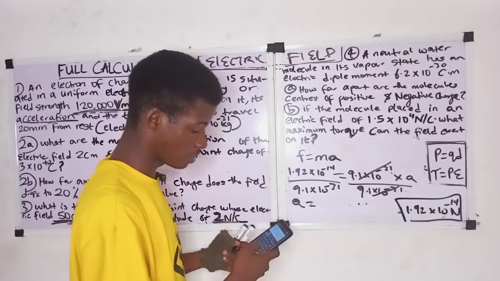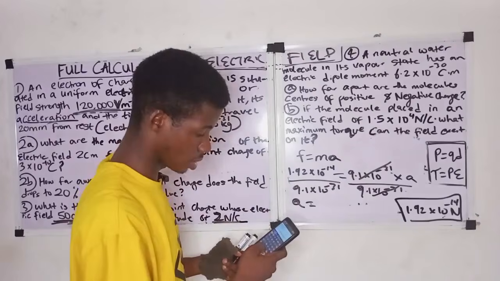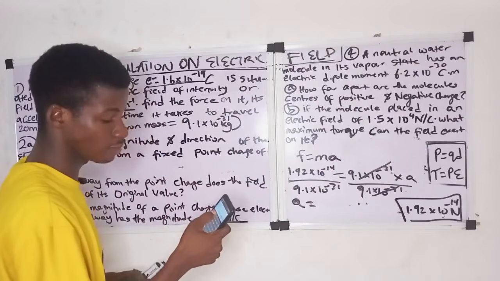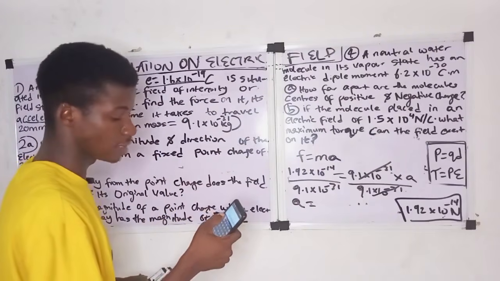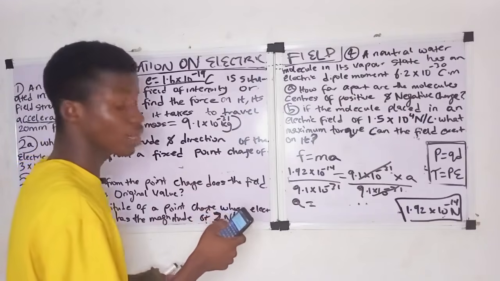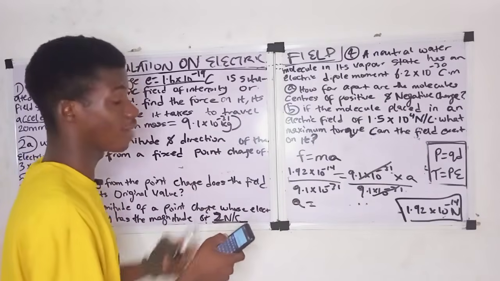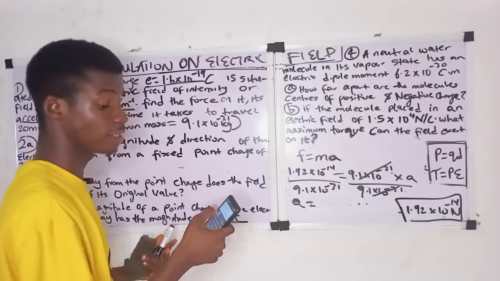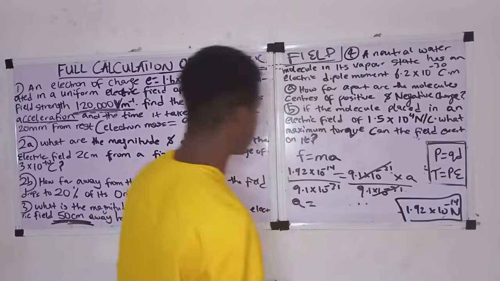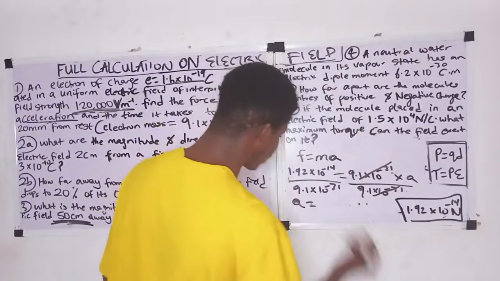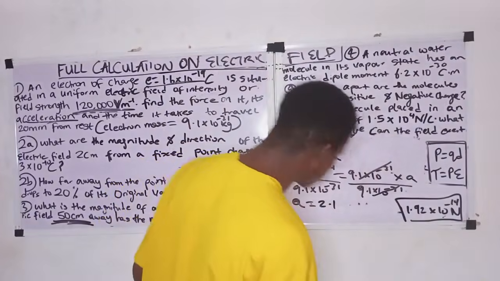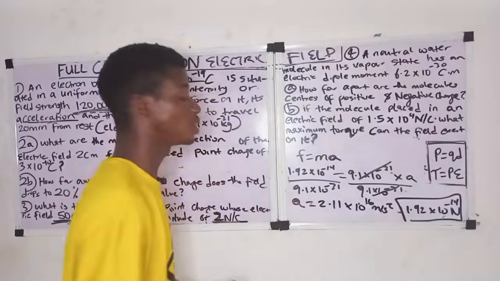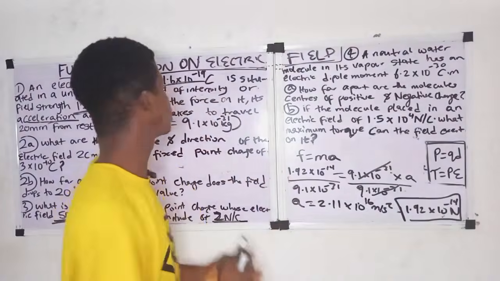So our answer here, let me count the digits: 1, 2, 3, 4, 5, 6, 7, 8, 9, 10, 11, 12, 13, 14, 15, 16, 17. Let me count again. I think it's 16. So our answer is 2.11 times 10 raised to 16 meter per second square.